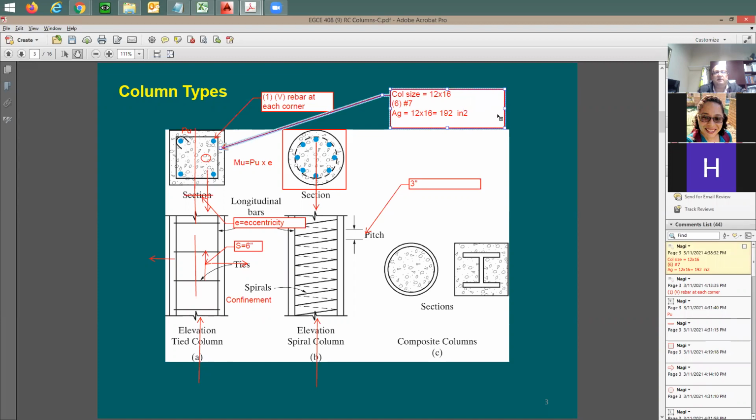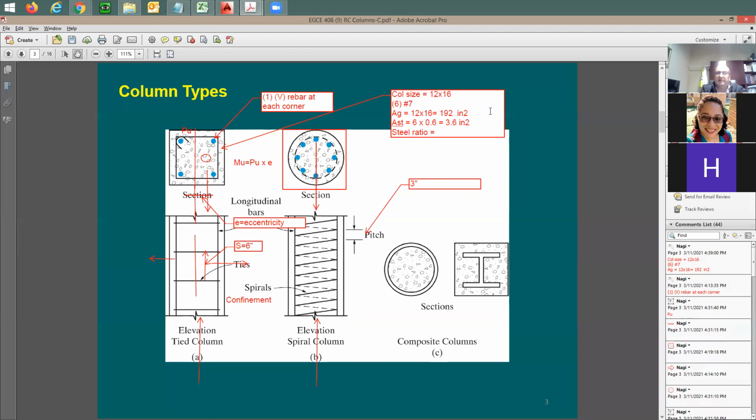Everybody following us? What is meant by A sub G? Yes? Okay, good. About AST, how many rebars? I'm going to say I have 6 rebars. What's the cross-section area for number 7? 0.6. Okay. How much is this? 3.6. How much is the steel ratio in this case?